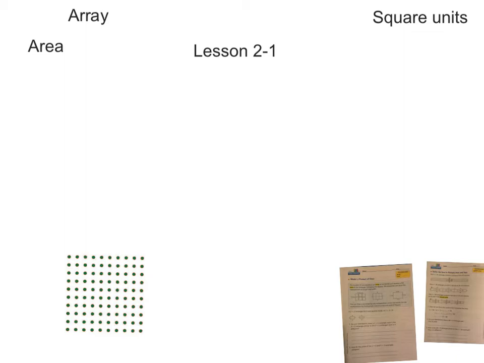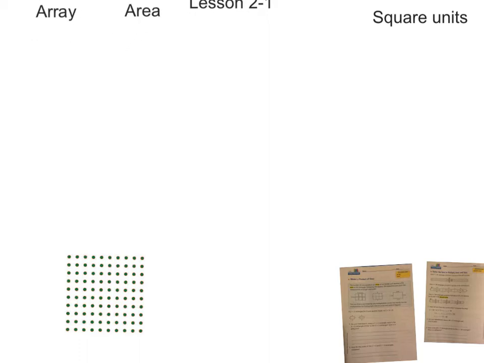So I want you to write down a couple words I have up here. One is array, and the other is area. I want you to write them somewhere down in your math journal. And square units, if you want to write that too. We're going to get to that towards the end of the lesson.